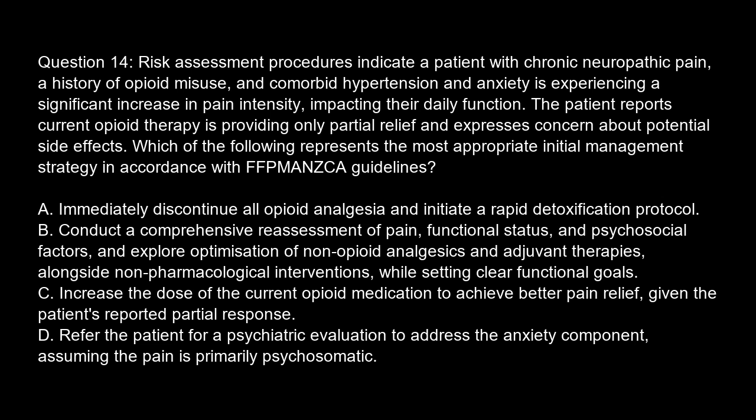Option A. Immediately discontinue all opioid analgesia and initiate a rapid detoxification protocol. Option B. Conduct a comprehensive reassessment of pain, functional status, and psychosocial factors, and explore optimization of non-opioid analgesics and adjuvant therapies, alongside non-pharmacological interventions, while setting clear functional goals. Option C. Increase the dose of the current opioid medication to achieve better pain relief, given the patient's reported partial response. Option D. Refer the patient for a psychiatric evaluation to address the anxiety component, assuming the pain is primarily psychosomatic.